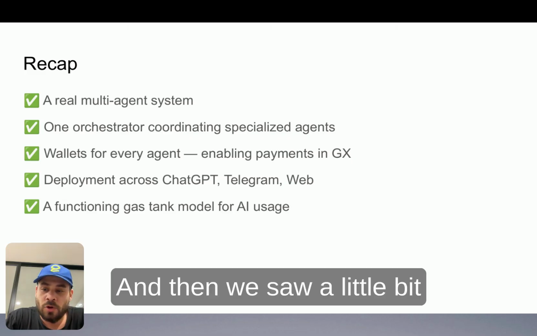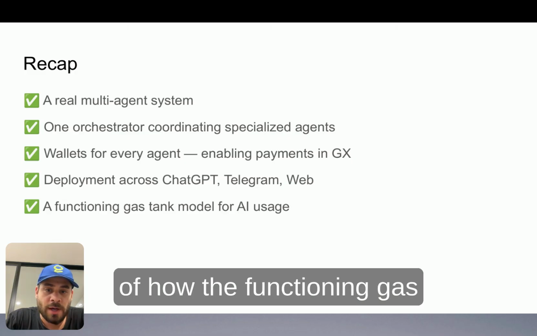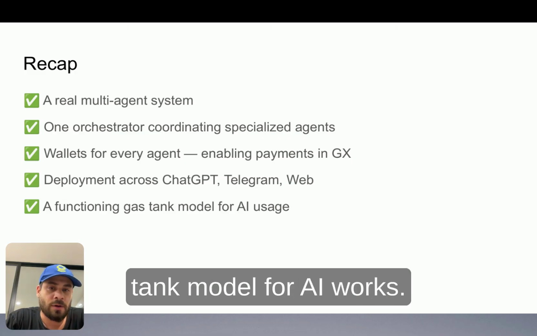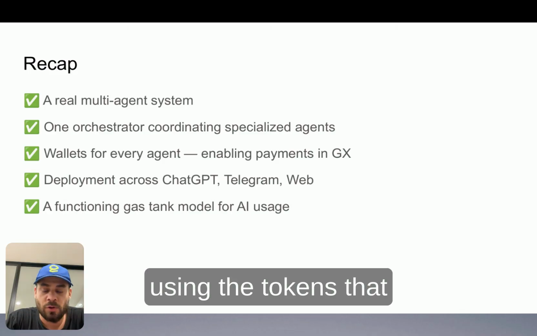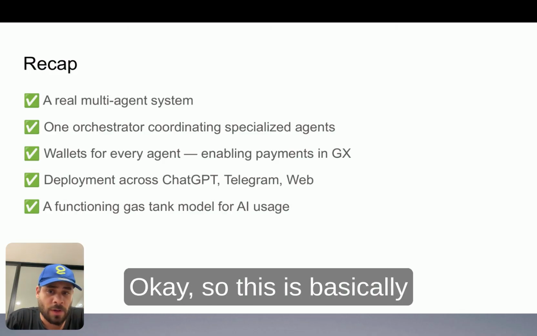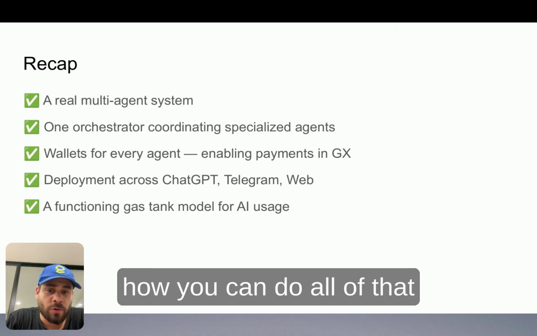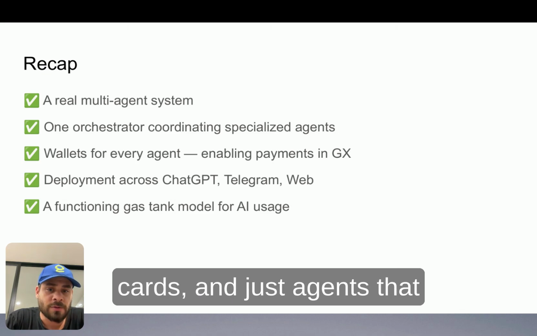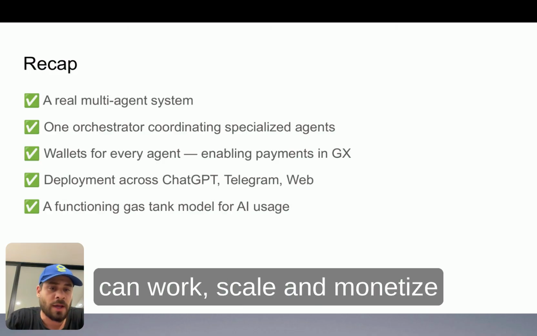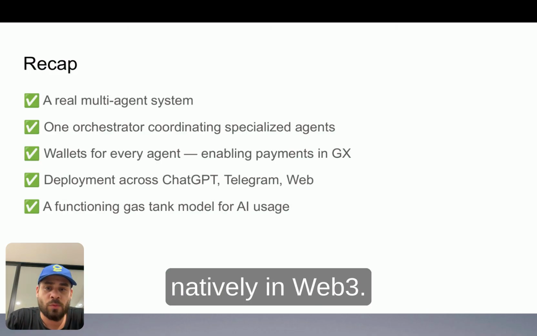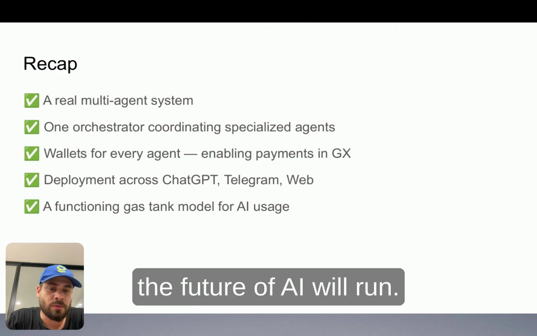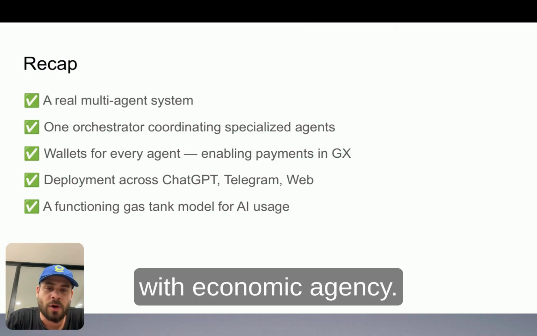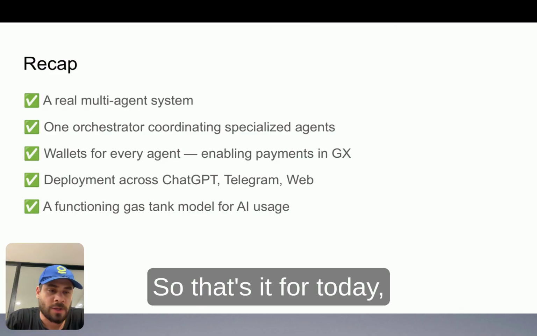And then we saw a little bit of how the gas tank model for AI works. Okay, you can pay for AI usage using the tokens that you have in the gas tank. Okay, so this is basically how you can do all of that with no code, no credit cards, and just agents that can work, scale, and monetize natively in Web3. This is how we believe the future of AI will run, not just smart assistants, but autonomous actors with economic agency.